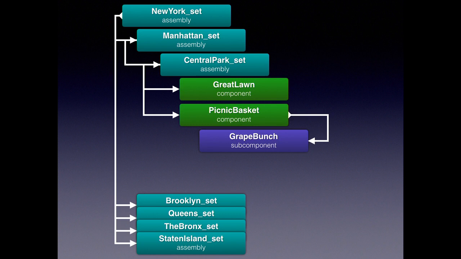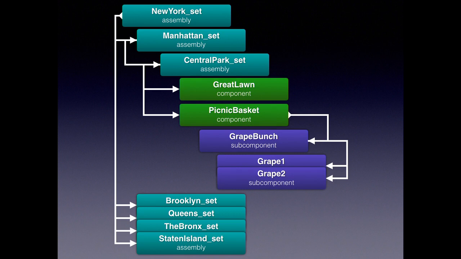That picnic basket may come preloaded with a grape bunch, and that grape bunch may have 2 grapes, which were sort of deemed important. Model hierarchy lets us define what an asset is without caring about the file structure or the composition operators or how this thing was composed. We haven't talked about whether Manhattan set was done via references or payloads or sublayering. We just know that it was important.